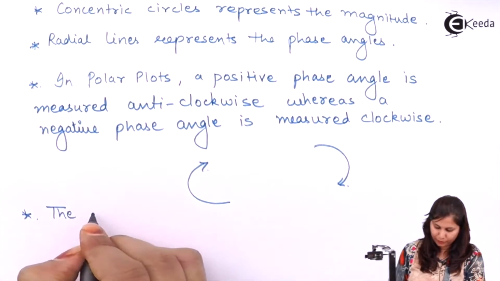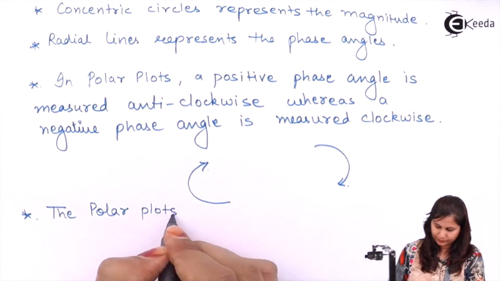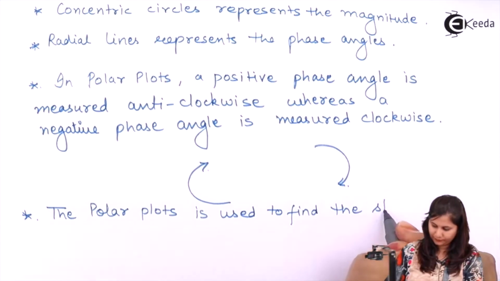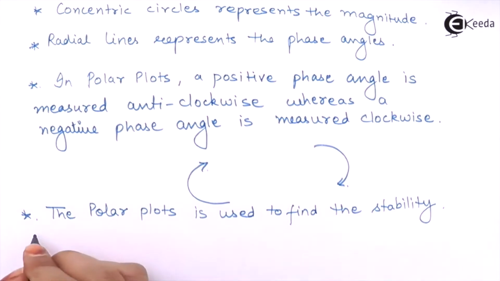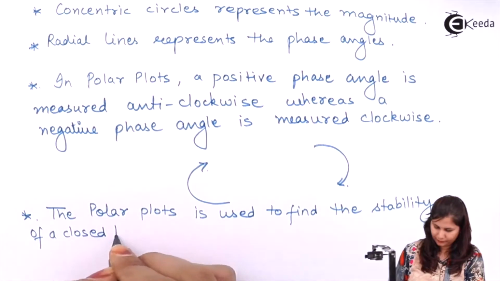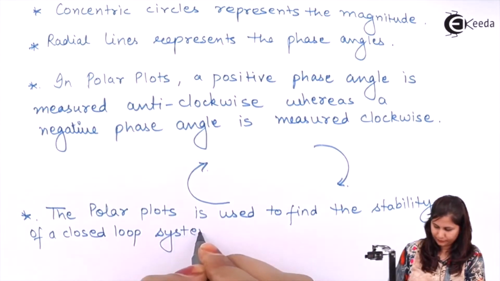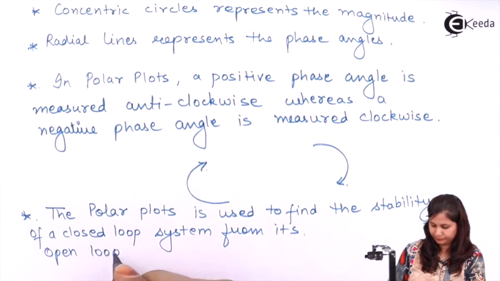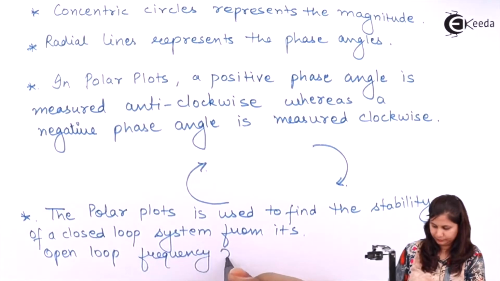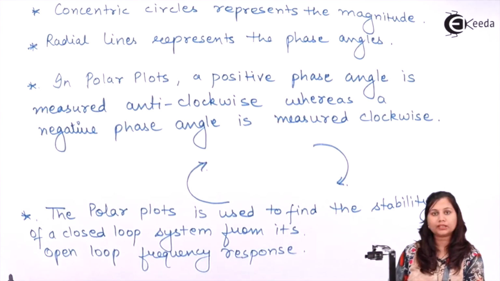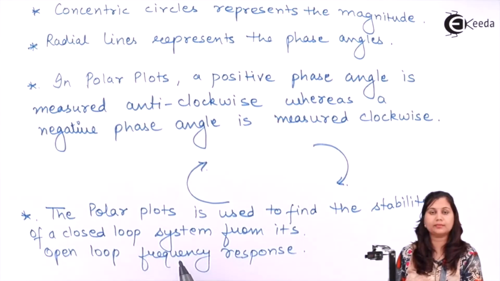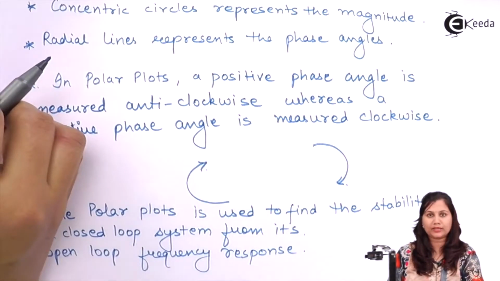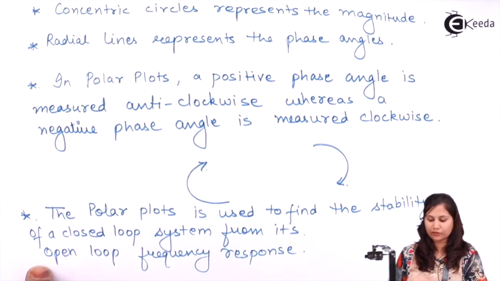Next, we have that the polar plots are used to find out the stability. So we are using the polar plots to find the stability of a closed loop system from its open loop transfer function. So polar plots can be used to find out the stability through the open loop transfer function. So these are the basics of the polar plots which you have to keep in mind.